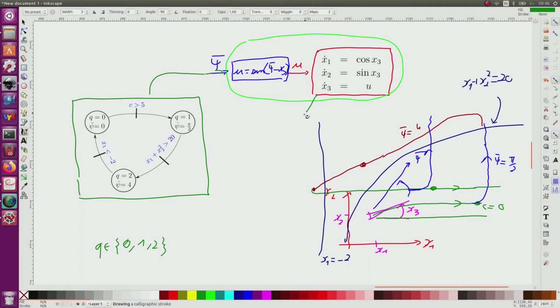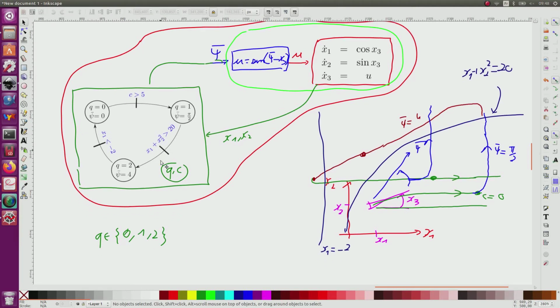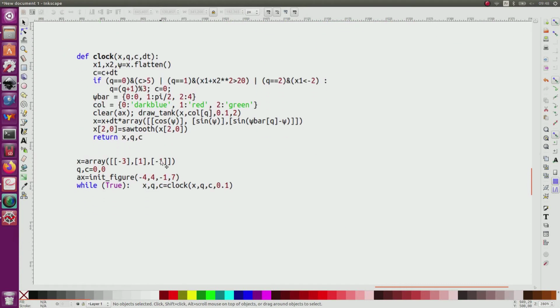From here, I return the values x1, x2 that are needed here for the conditions. The clock and q are both state variables that are inside the automaton. The closed loop system is this. And this is a closed loop system that will converge to a limit cycle. To prove this, by simulation, I will consider here this following Python program.